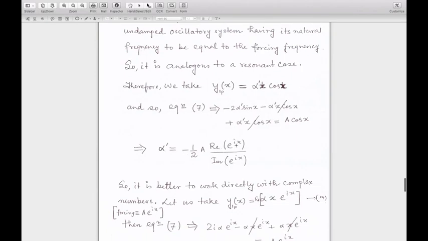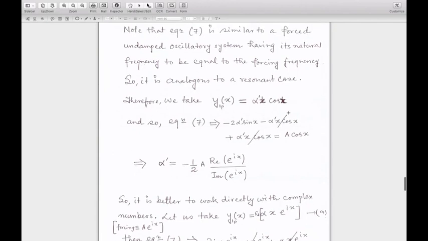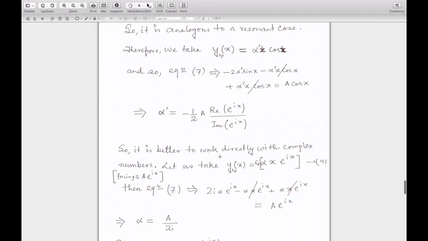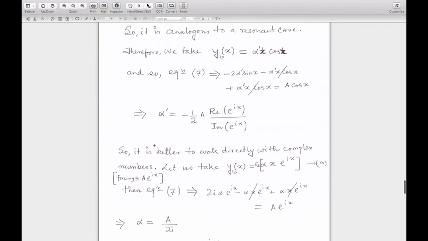Now whenever you have this type of problem, that means that you cannot really equate the coefficient of cos x on both sides, and you just have something like real e to the power ix by imaginary e to the power ix. The first message you have to understand is that the trial solution should be in the form of a complex quantity and not just the cos x or sin x form. That's why it is better to work directly with complex numbers. Then only you can evaluate alpha prime more easily.